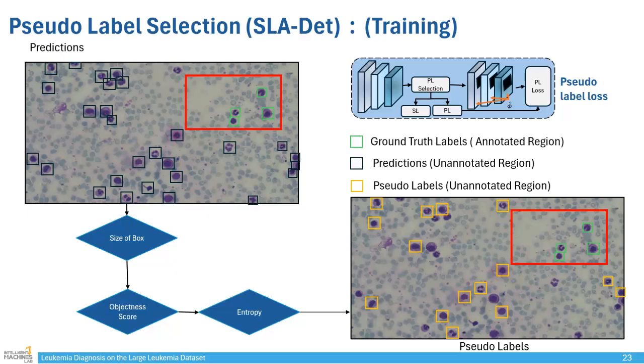Third, we compute the entropy on the probability of the class prediction and set a threshold for the final pseudo label. Finally, we got some high-quality pseudo labels for the unannotated region learning.